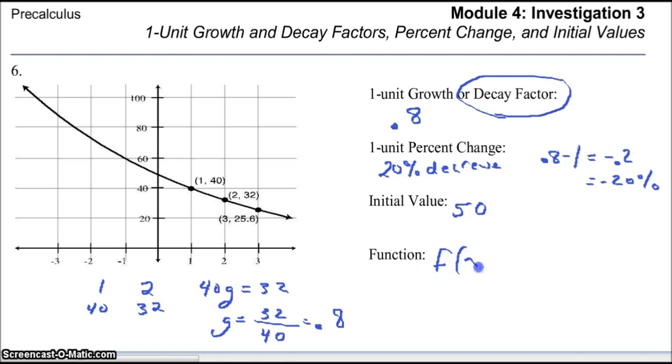Now we can easily find our function. It's just the initial value of 50 and the decay factor raised to the power x.